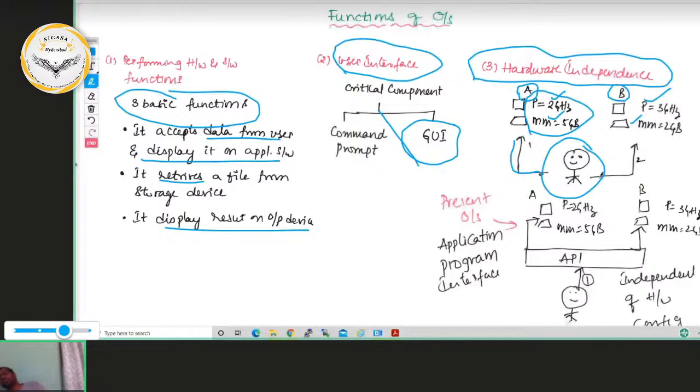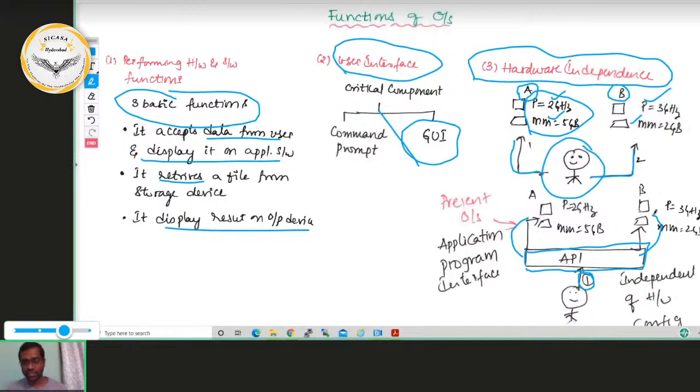In present operating systems, we have an interface called API. This API is responsible for handling any configuration. The application developer writes the program only once, and depending on the configuration, the API converts the program as per that configuration. That is called hardware independence. So this is about hardware independence. These are the functions of an operating system.